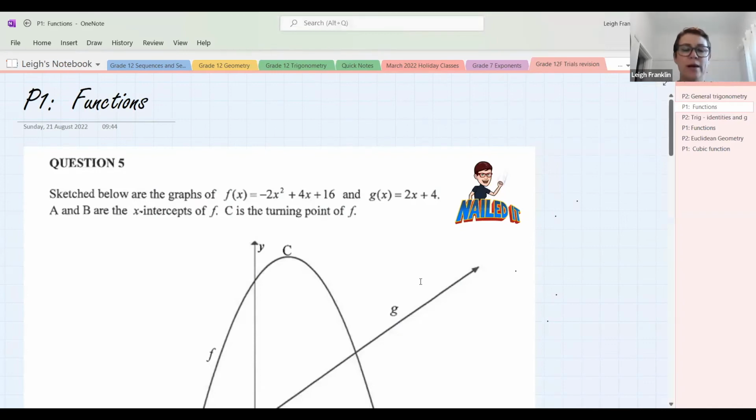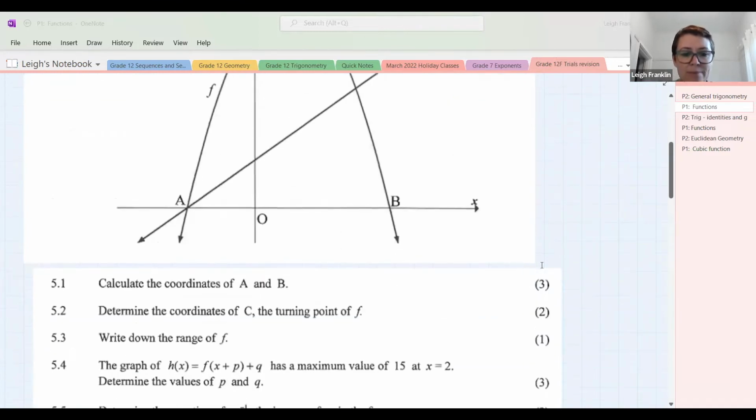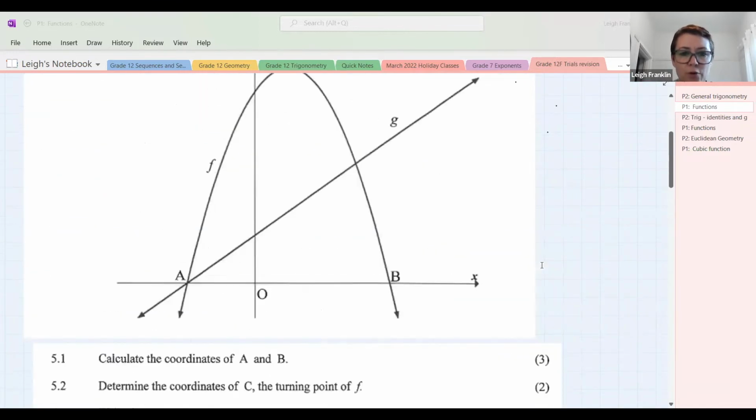It was a question about a parabola and a straight line. Okay, so we're definitely going to have something like this in our exams. So we're going to try this one first.